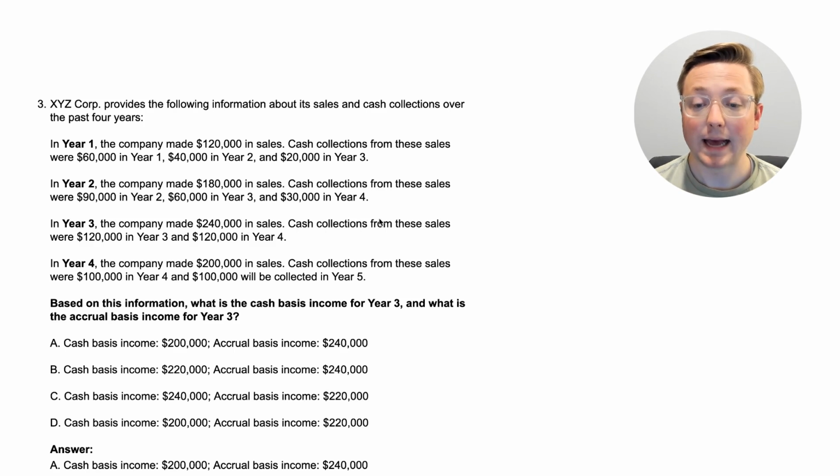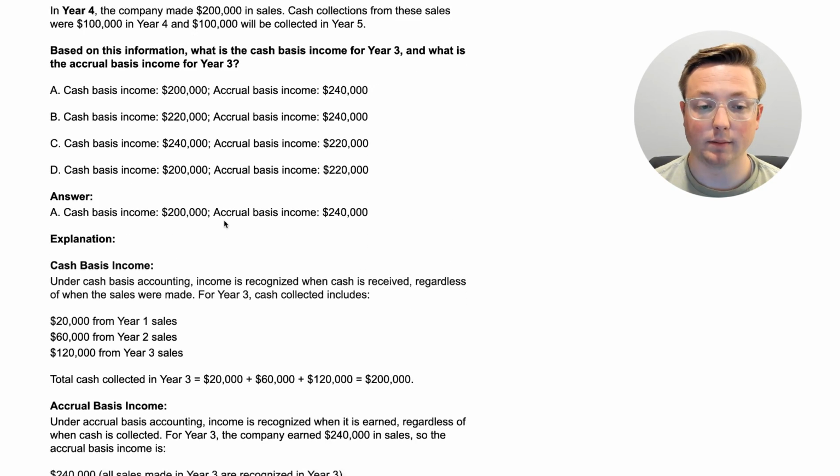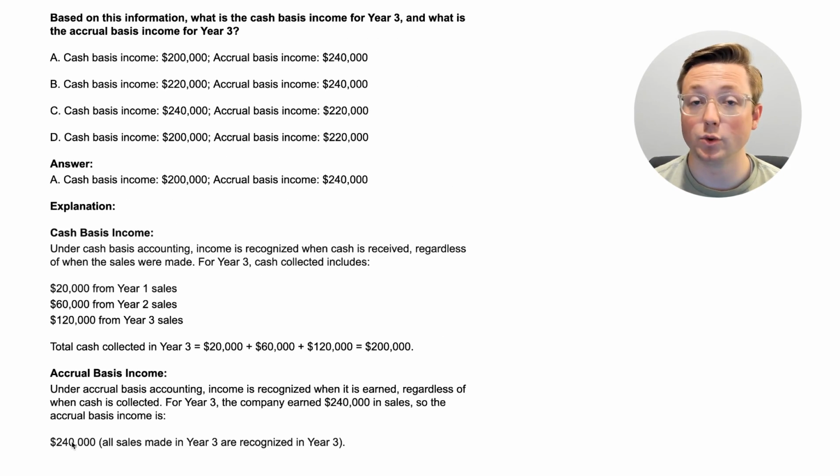So even though the cash wasn't collected for all of the sales in year 3, only half in year 3 and then the other half in year 4, all of the sales occurred in year 3. And as far as accrual accounting goes, that is income. So we go down here and that's the easy answer, $240,000. So I hope that you're starting to see it's not too difficult if you think about how cash works and how accrual accounting works. Let's go to the next question.